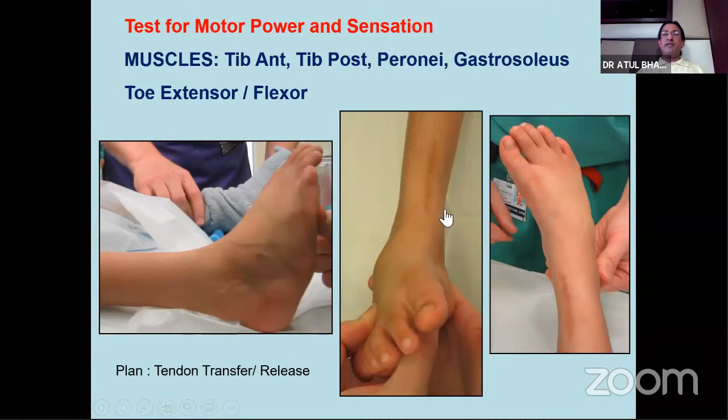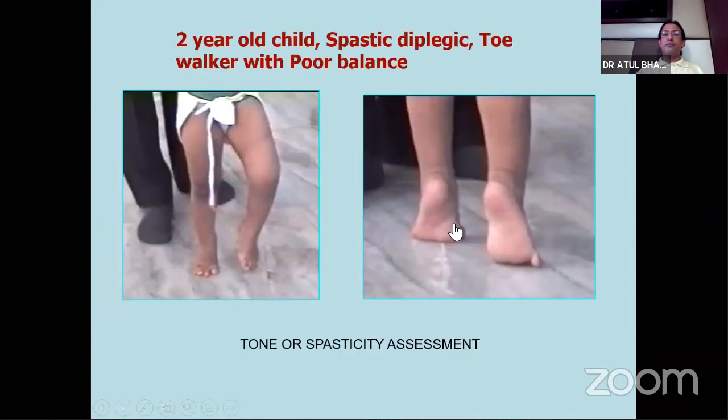If you get a child with spastic foot like this walking on the toes, very rarely you get a CP child in the exam because it's difficult to examine them. But if you get a toe walking child, you must again assess the muscle tone.